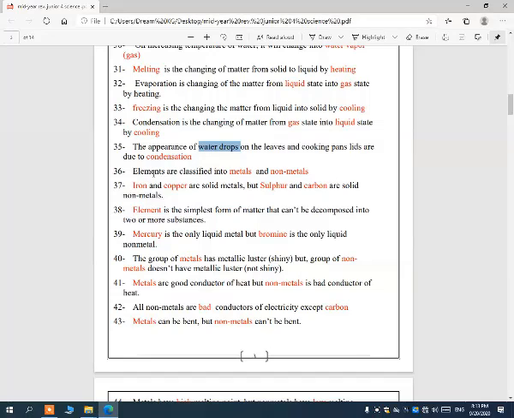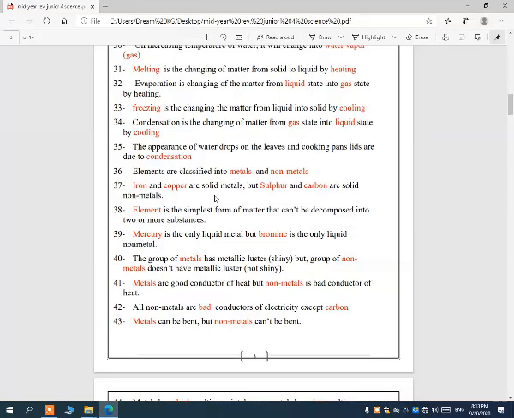36. Elements are classified into metals and non-metals. Okay. Number 37. Dots and dots are solid metal. I need any example for the solid metal. Iron and copper. Iron and copper are solid metal.